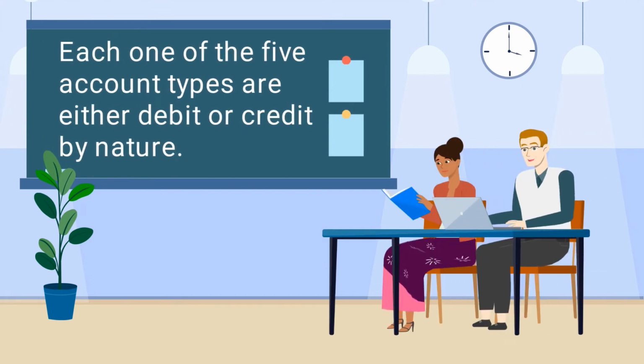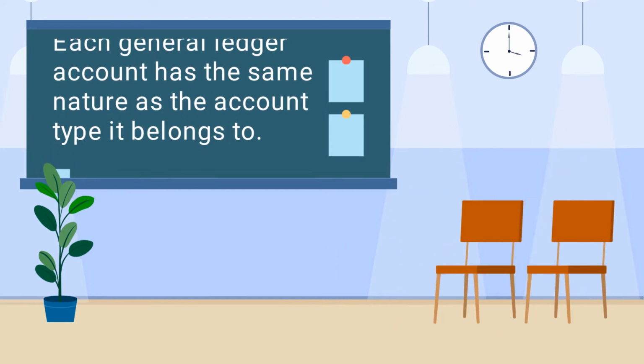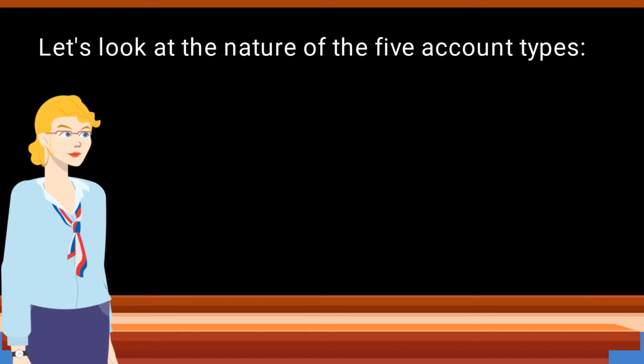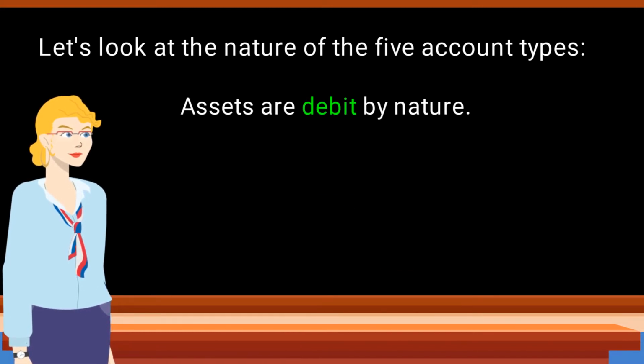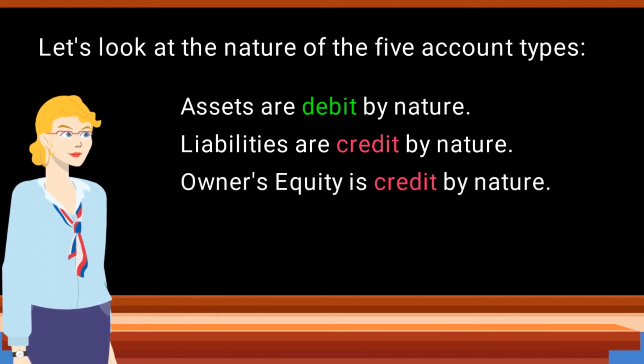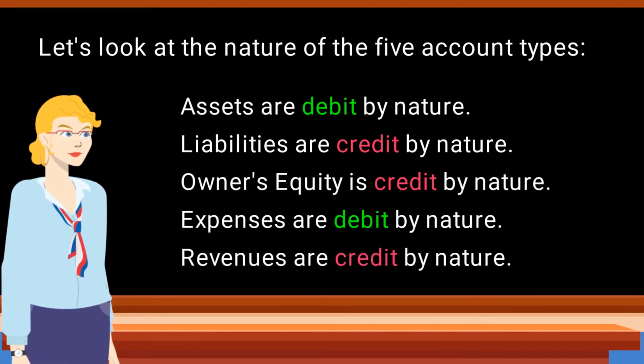Each one of the 5 account types is either debit or credit by nature, and each general ledger account within an account type adopts the same nature as the account type it belongs to. That may sound a little confusing, so let's map it out and then take a look at some examples. First of all, let's take a look at a list of the 5 account types and the nature of each type. Assets are debit by nature, liabilities are credit by nature, owner's equity is credit by nature, expenses are debit by nature, and revenues are credit by nature.